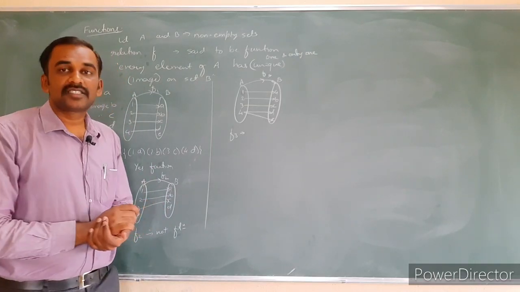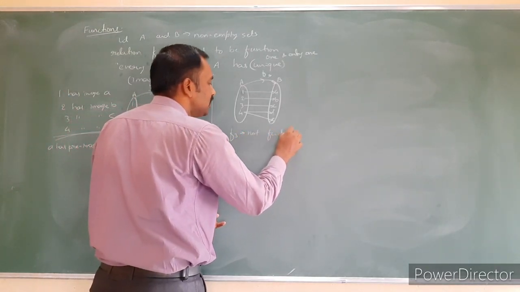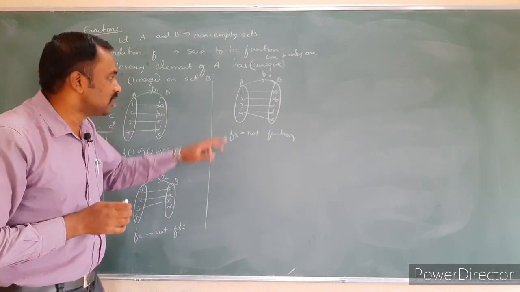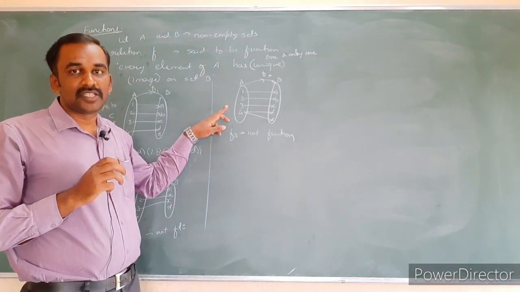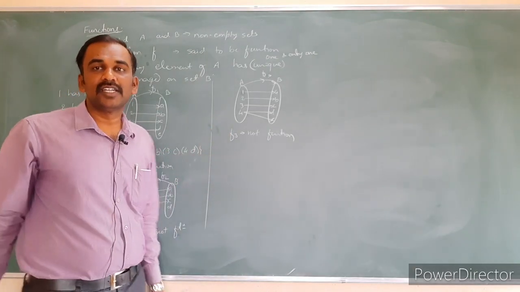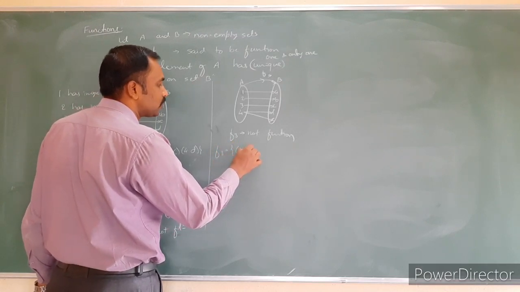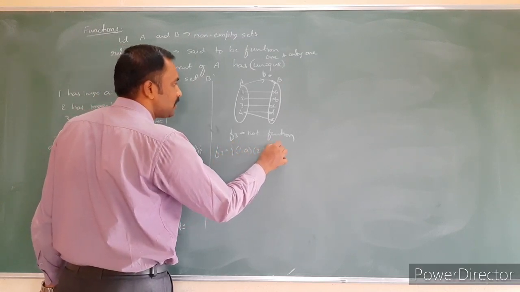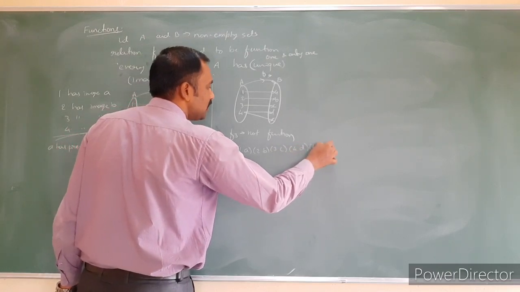Yes, it is not a function. Why is it not a function? Because the element 4 has two images. Element 4 has two images, therefore it is not a function. I will write the F3 ordered pairs. What are the ordered pairs? 1 comma A, 2 comma B, 3 comma C, 4 comma D and 4 comma E.